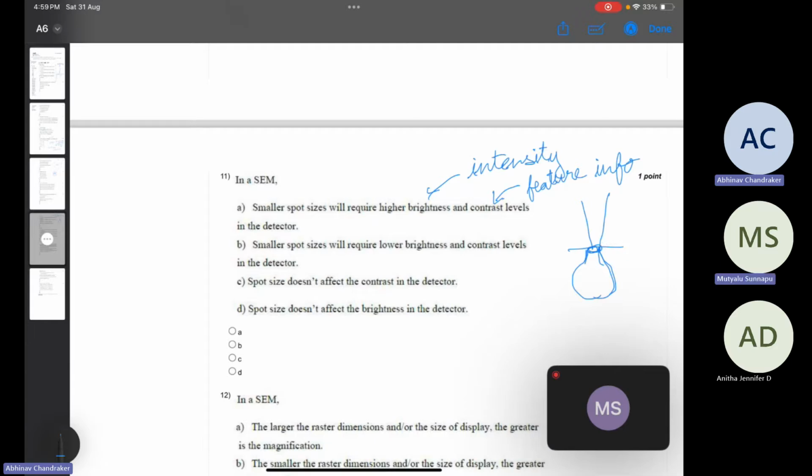So I think brightness will be affected because for a smaller probe, it's likely that the number of electrons coming is less. So those which will go out will also be less, right? But contrast should not be affected. I don't think it should have an effect due to the spot size. I think the answer might be C, that the contrast will not be affected by the spot size. The brightness can be affected.